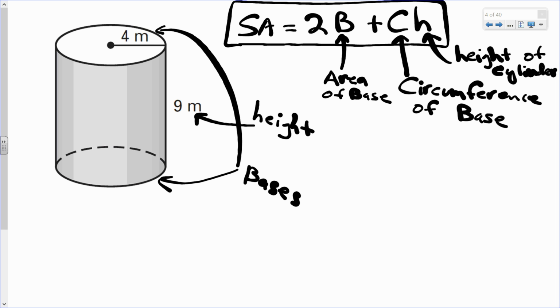How many bases do you have? 2. That's why there's a 2 in the formula. Look at 2 times the area of one of them. So I'm going to find the area of one of the bases. That shape is a circle. We know how to find the area of a circle. You just had a quiz on that last Friday, and I gave you the results of it yesterday. So 2 times the area of one of the circles, that's 2 times capital B, plus the circumference of the circle, times the height. That's going to be the surface area of the cylinder.